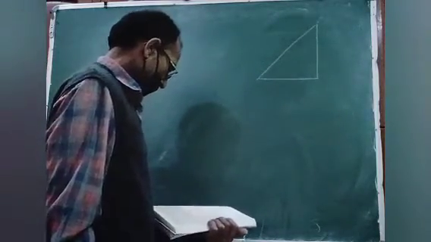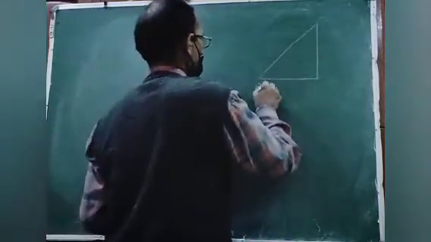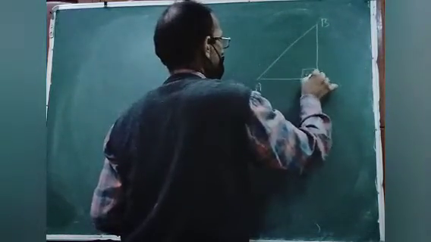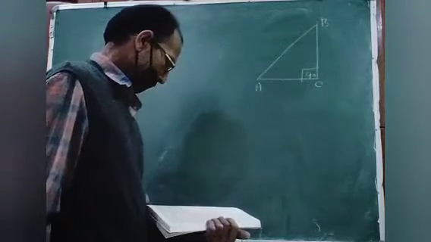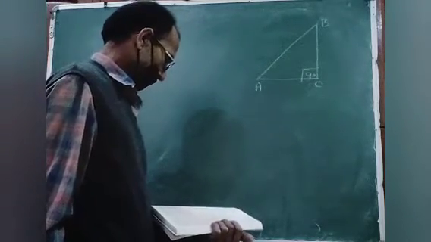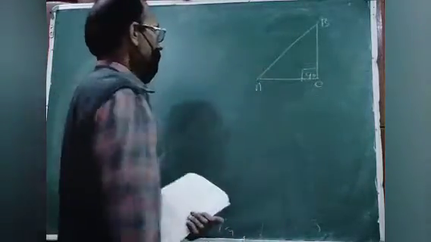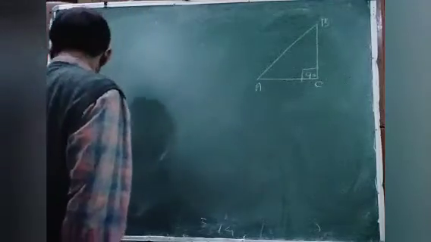Question number 6. ABC is an isosceles right angle triangle, right angle at C. So A, B and C. This angle is 90 degree. So what we have to find? We have to prove AB square is equal to 2AC square. We have to prove this one.